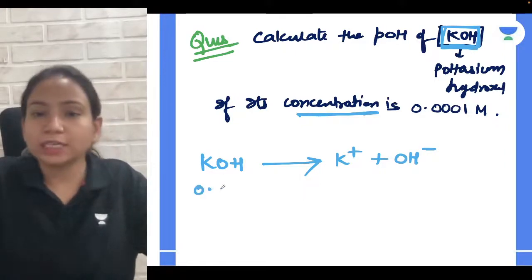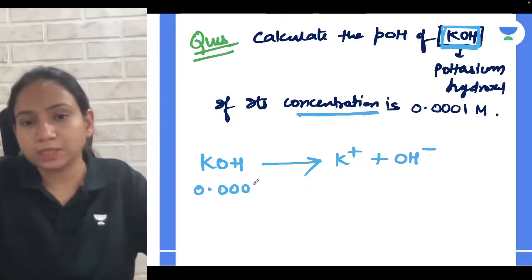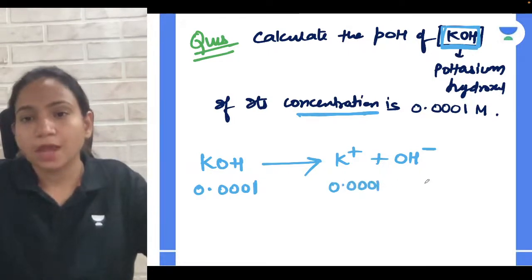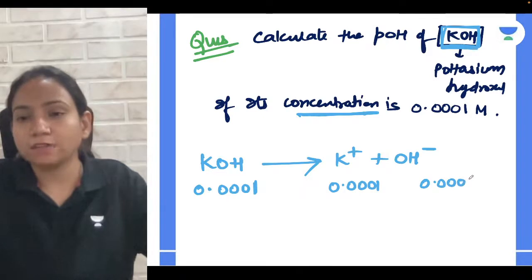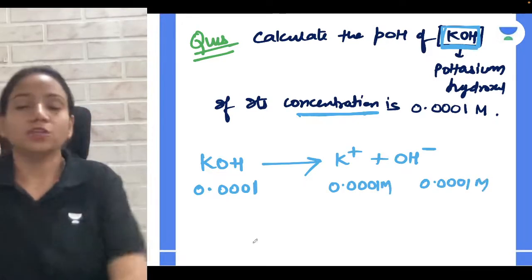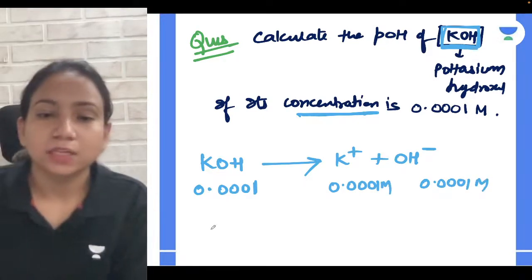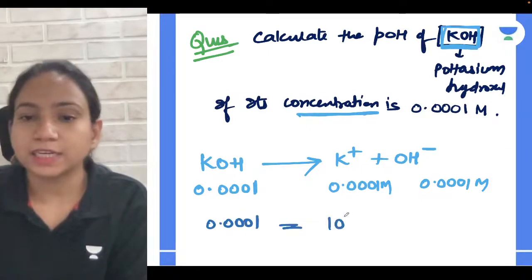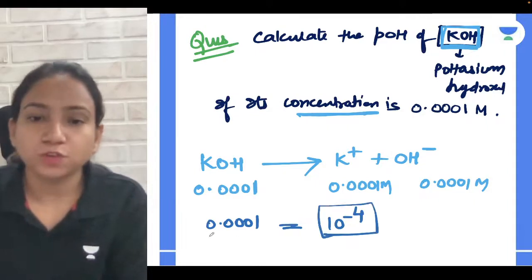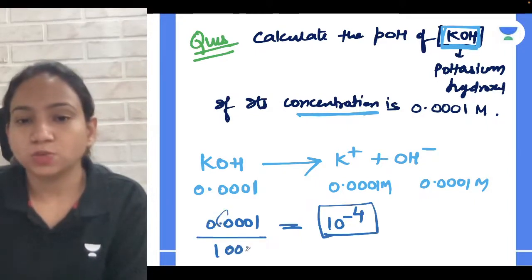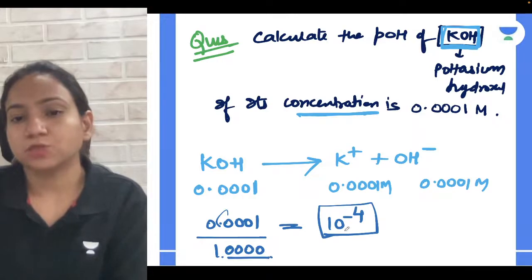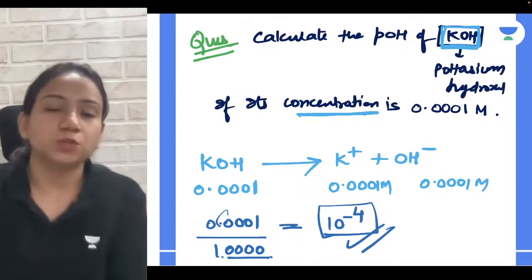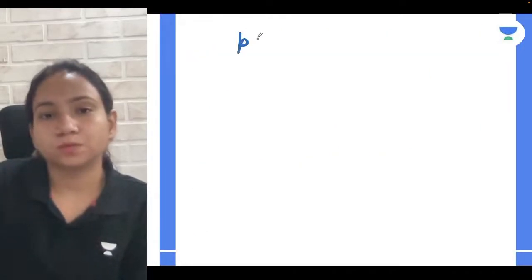So if the KOH concentration is this, because it's a strong base, even the K plus ion will have the same concentration, and the OH minus ion will also have the same concentration. So guys, tell me, can I write 10 to the power minus 4 instead of 0.0001? Because if you remove this point, you will get 1, 2, 3, 4. So you can write it as 10 to the power minus 4. Correct? Very good. So can I calculate pOH here?